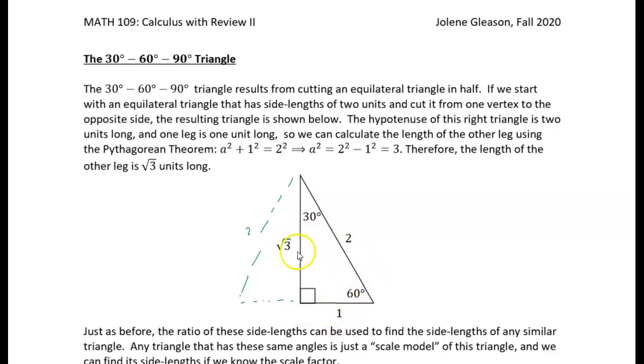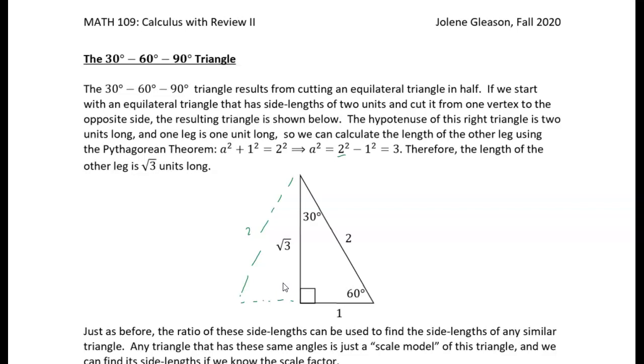And then we can find the third side with the Pythagorean theorem, right? So I'm just going to take a squared plus b squared equals c squared, but this time I know c squared. So if I take c squared minus b squared, if we call this b, then a squared has to be 3, so this side here is the square root of 3. So that's the standard ratio, 1, 2, square root 3.